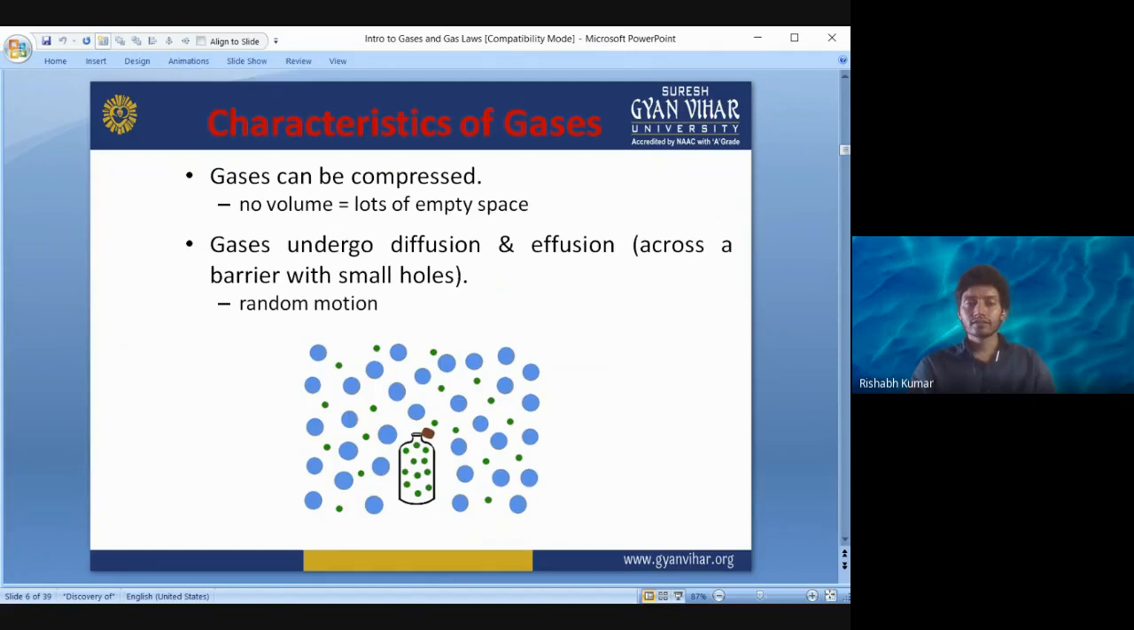Then gases undergo diffusion and effusion across a barrier with small holes, right? Because they have random motion, they can diffuse and effuse. Do you know what diffusion is? What is diffusion? Nachiket, do you know what diffusion is?